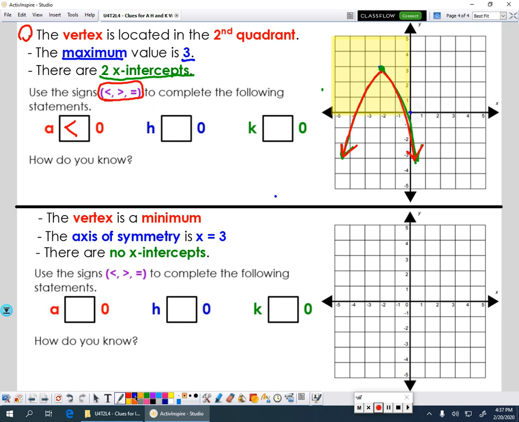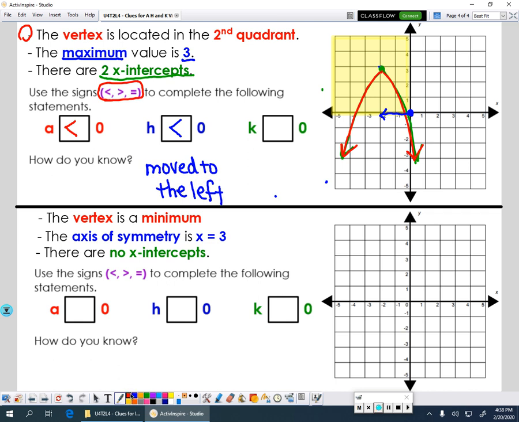So when I look at this, this is where my parent function would be located. I see that my vertex has moved to the left. And if it moves to the left, that means my H value has to be negative, which again means H would be less than 0. And down here it says, how do you know? H is less than 0 because my vertex moved to the left. And when it moves to the left, that means it's negative.